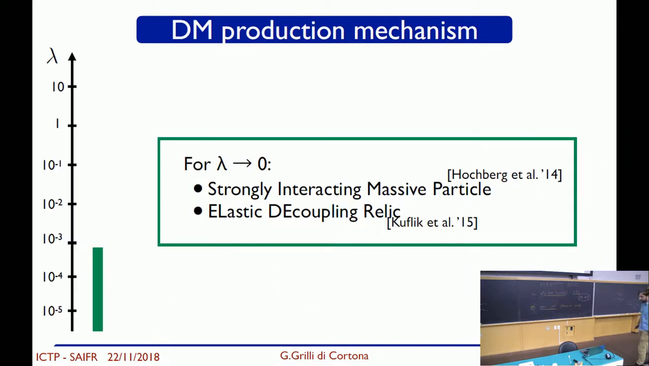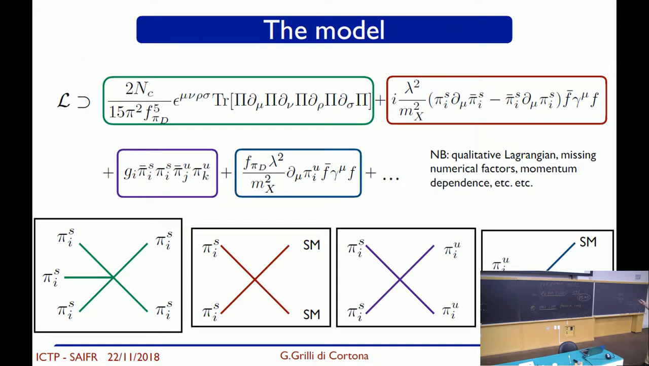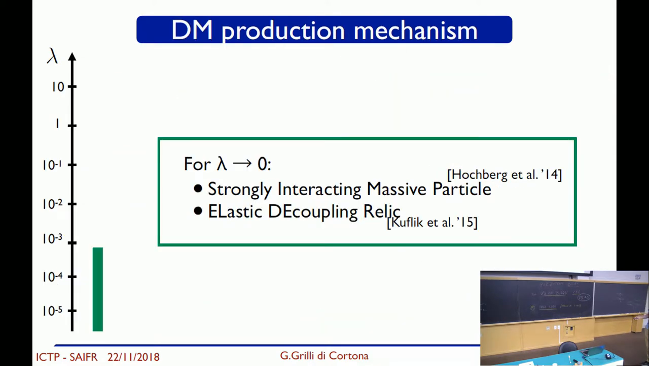So in principle, dark mesons can give rise to the correct abundance. For example, if we take the parameter lambda, that is this parameter here, close to zero, we have that one can get the correct abundance via strongly interacting massive particle or elastic decoupling relic. That means the only possibility is to have a 3-to-2 mechanism, and the difference between the two depends on when the dark sector decouples from the standard model.